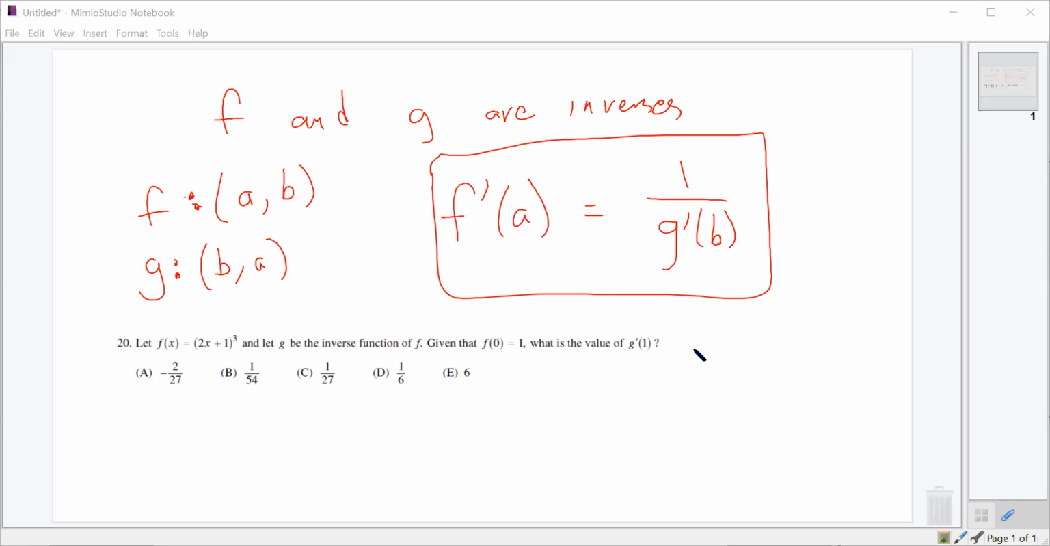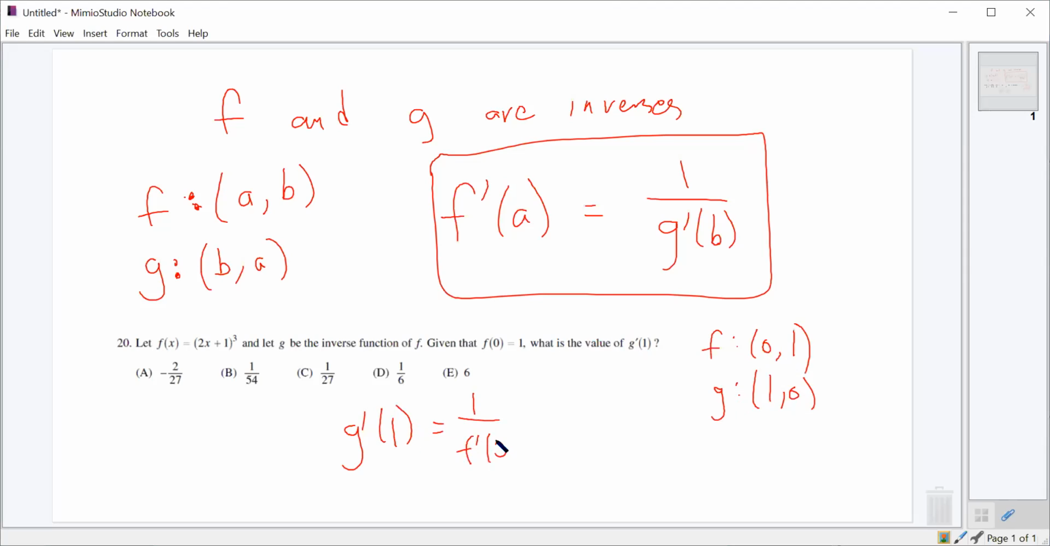What I would do if I were working through this problem is first write out that f contains the point (0, 1), which means that g contains the point (1, 0). And if I'm looking for g prime of 1, that would need to be 1 over f prime of 0. Does that make sense so far, Josh and everybody else? Yes. Cool.